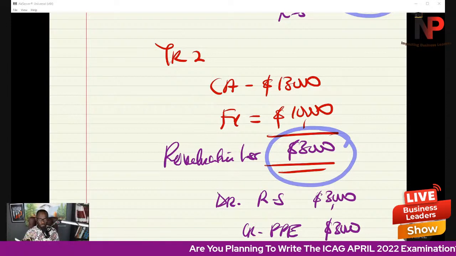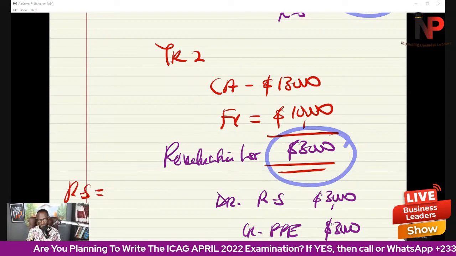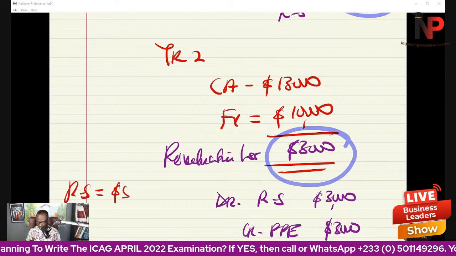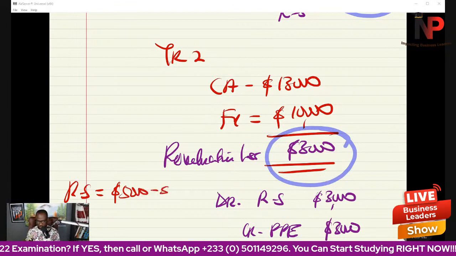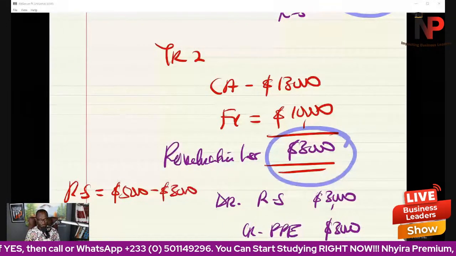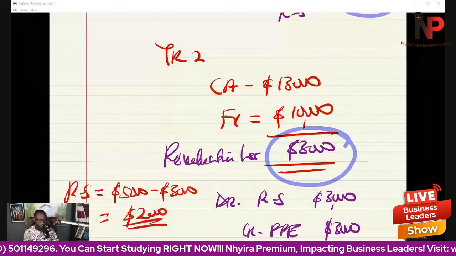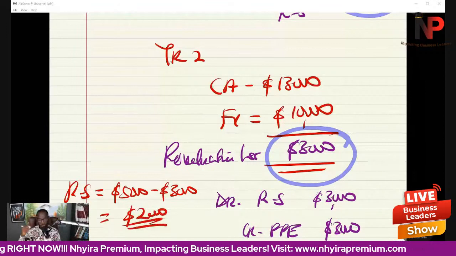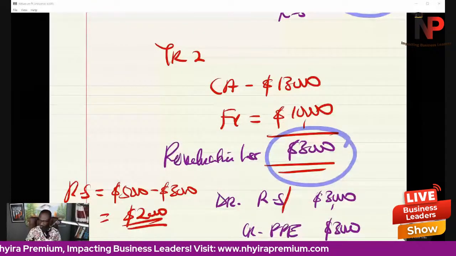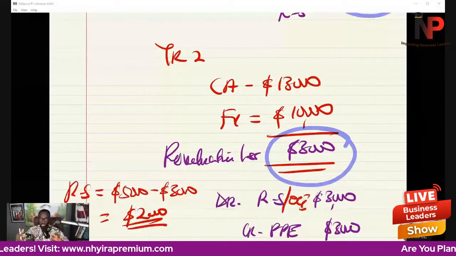So now if you go to the statement of financial position, the carrying amount of the revaluation surplus is going to be 5,000, what we recognized last year, minus 3,000, the loss that is being recognized this year. So 2,000 becomes the carrying amount of the revaluation surplus in the statement of financial position. So you are debiting revaluation surplus as well as the OCI. This is what we mean by revaluation of assets.